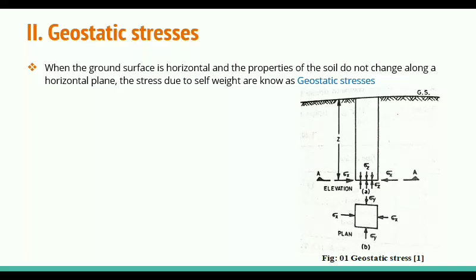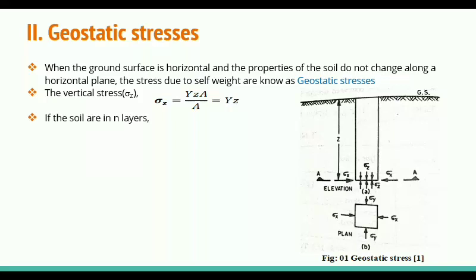The height of soil is Z. So what is the total stress at a distance Z below the ground surface? We calculate the total weight divided by the area, so we get the value gamma into Z. Suppose this soil is placed in a number of layers, where the density of the soil is different and the heights are different. Then we can write it in summation form: the total weight divided by the area gives the summation from 1 to n of gamma i into Zi.